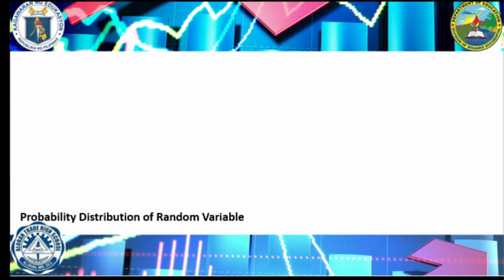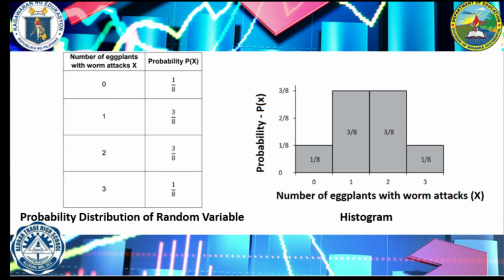Probability distribution of random variables. We only need the value of x, which is the number of eggplants with worm attacks, and the probability. Then, create a histogram from this. The vertical side is the probability, while the horizontal side is the value of x, or the number of eggplants with worm attacks. So this is how our histogram looks like, a bell shape or a normal curve.